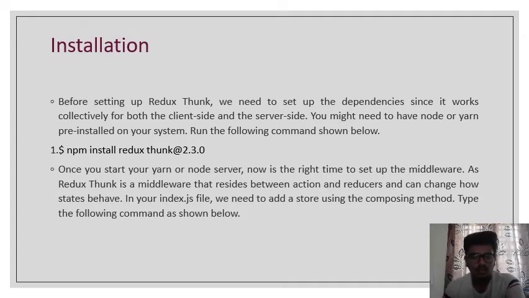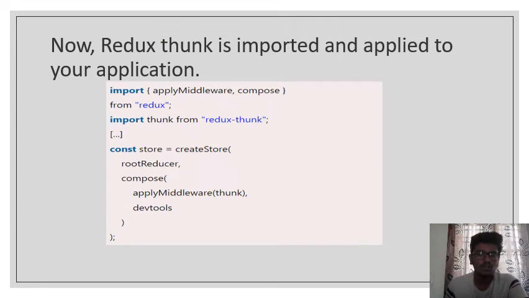Once we start our Yarn or Node server, we'll set up the middleware. Redux Thunk is the middleware that resides between the action and the reducers and can change how states behave. So we'll create an index.js file. We need to add a store using the compose method. So we'll write some commands to store that compose method in the index.js file. Let us look at those commands in the further slides. So now Redux Thunk is imported and applied to our application.